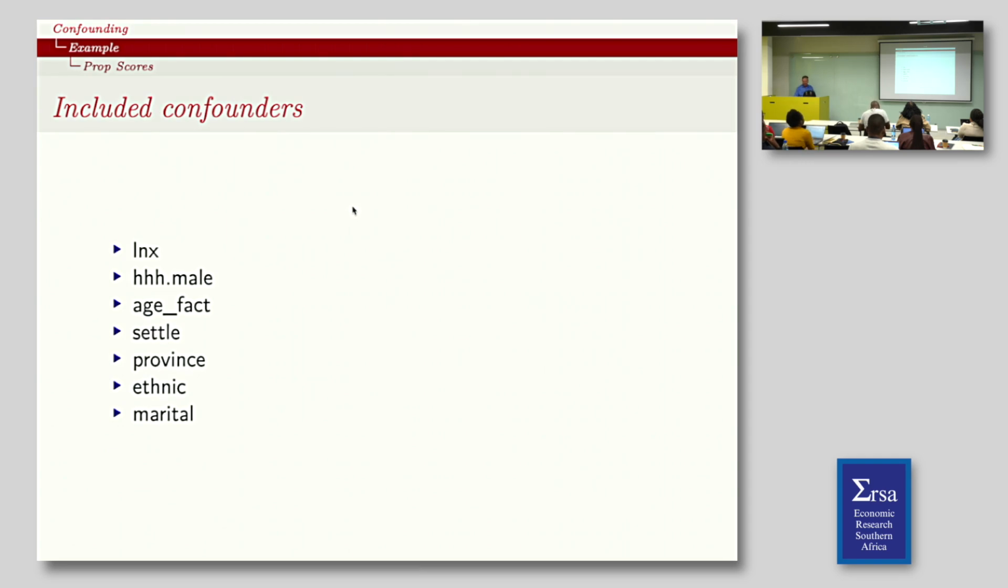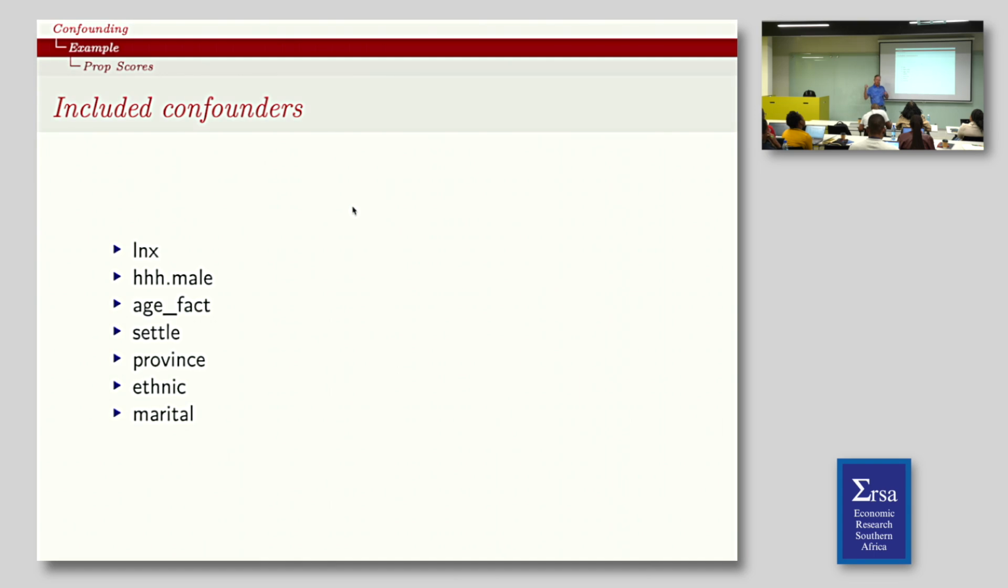All right, so here's the variables I'm going to use. I'm going to use overall household expenditure as a control. I'm going to use whether or not the household head is a male. I'm going to treat age as a factor, so I'm going to use every single year of age as a dummy.